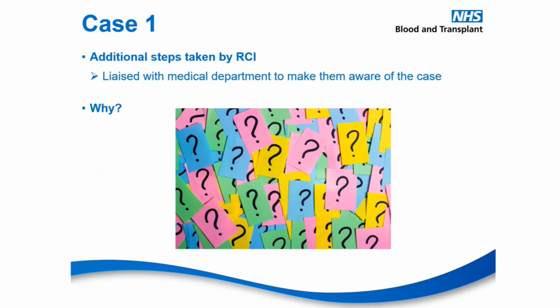Okay, so when this case came to reporting, as well as reporting the results to the hospital, we also liaised with our medical department internally to make them aware of the case. The reason we did that is that this patient has a rare Rh phenotype, so there may be issues with blood provision. By giving the medical department notice, we can arrange for suitable donations to be sourced nearer to this patient's delivery date to ensure a supply of units in case they're needed.